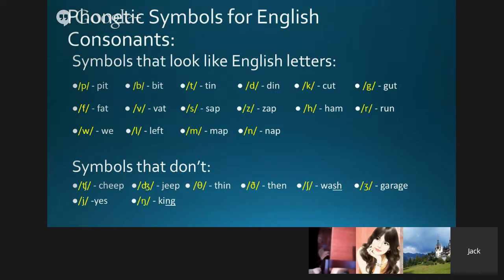And finally, we have this N with a little hook at the bottom. That's the ng sound, as in king. So those are the consonants.